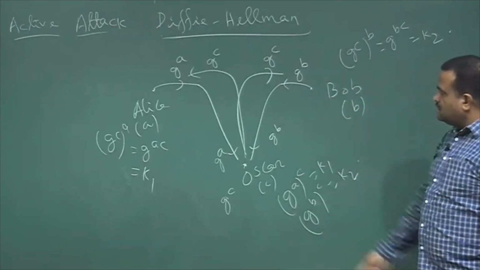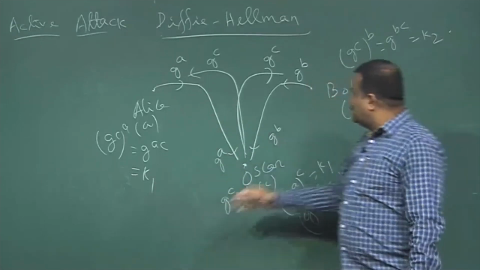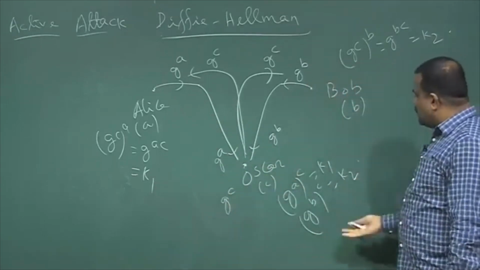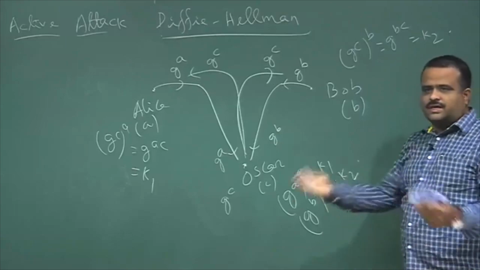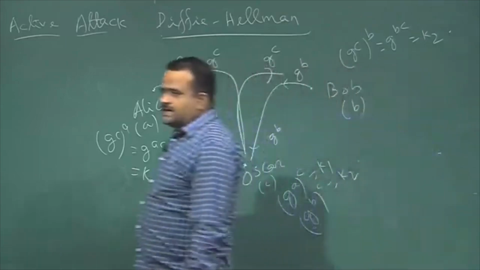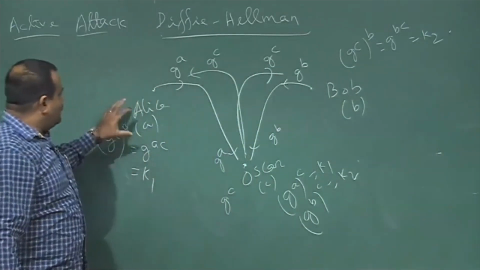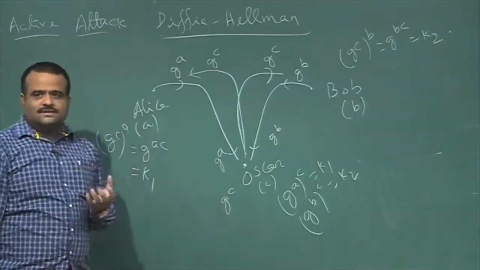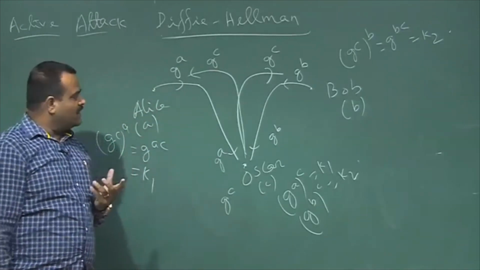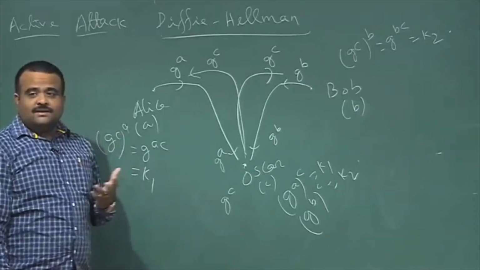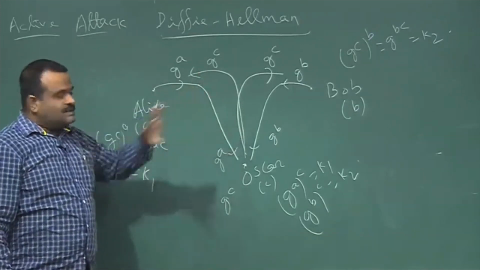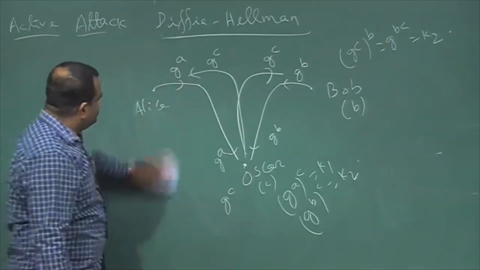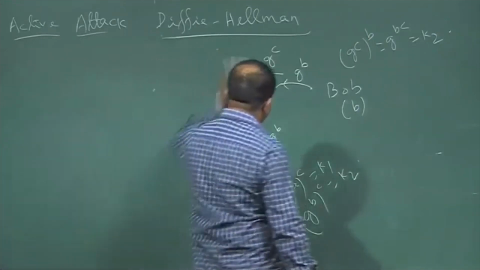So, now Alice has k1, Bob has k2, and Oscar has both k1 and k2. Alice will think, okay, I agreed this k1 with Bob. Bob will think, okay, I agreed this k2 with Alice, but they do not know that this is not the same key. So, after this, what advantage can Oscar get?